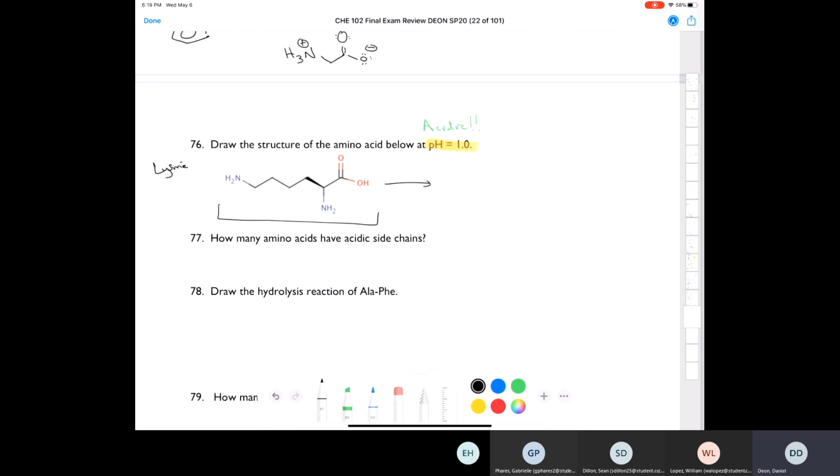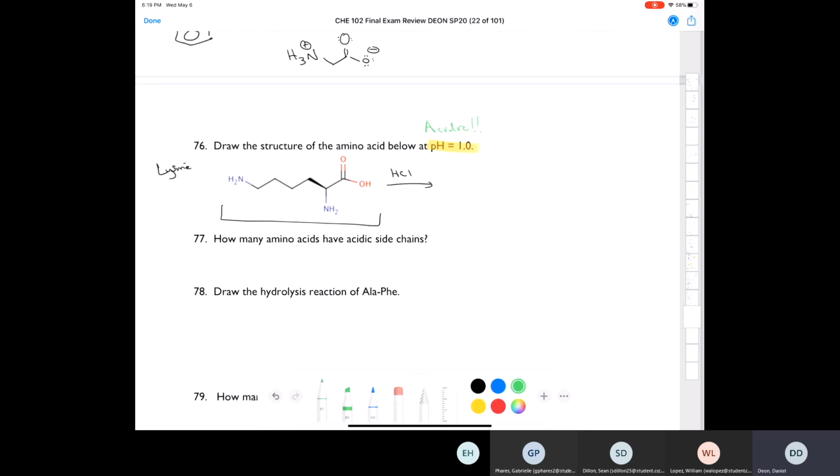If I took this and put it in HCl, which would maybe have a pH of 1, something really acidic, what's going to happen? This carboxyl group is already a carboxylic acid. That is not going to be protonated further. But remember that amines are NH2. Amines are organic bases. And what's the definition of a base? A base is an H plus acceptor. And what does HCl liberate in solution? It liberates H plus and Cl minus.